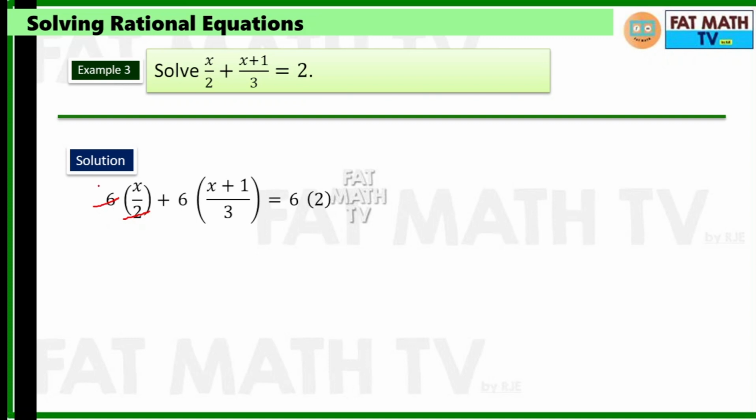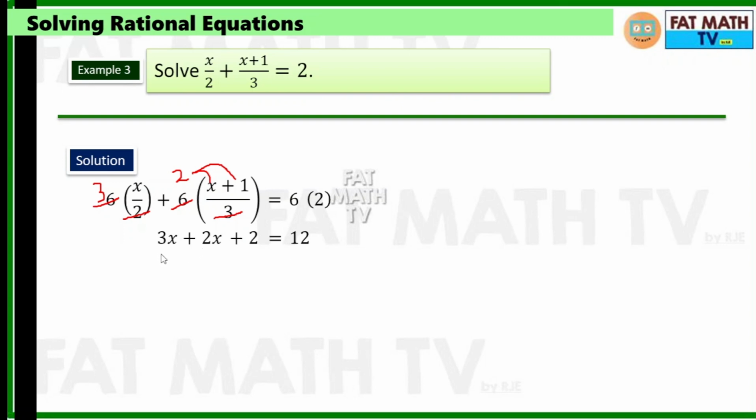6 divided by 2, that's 3. So 3 times x, that is 3x. And then we can also cancel here 6 and 3. 6 divided by 3 is 2. And we need to distribute 2 here to x and to a positive 1. 2 times x is 2x. 2 times 1 is 2. And on the right side, 6 times 2 is 12.